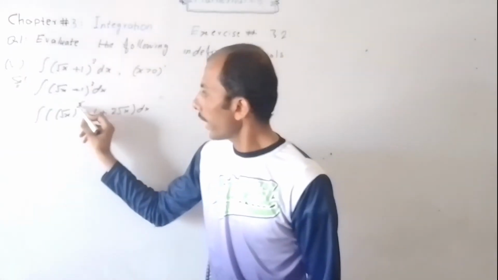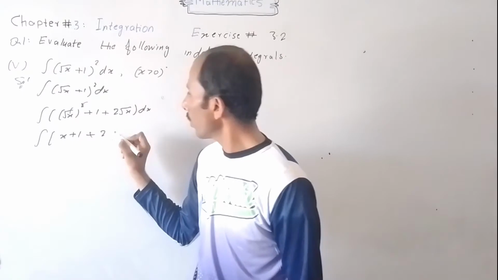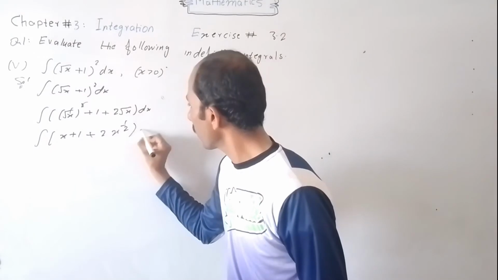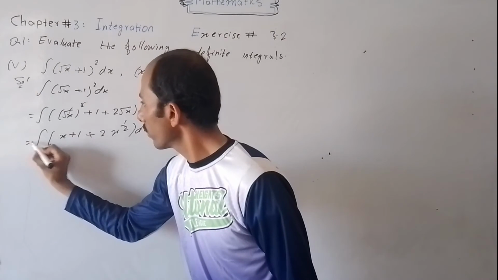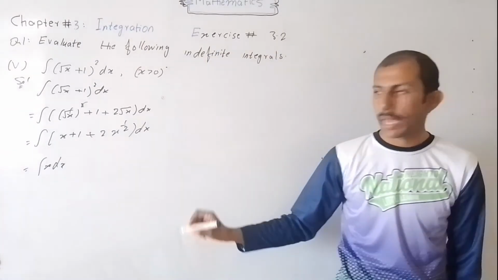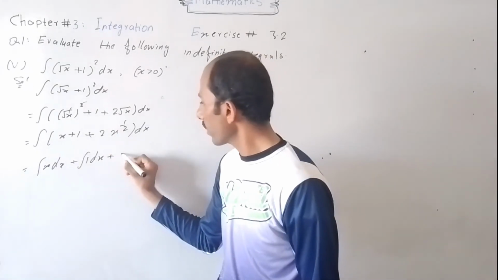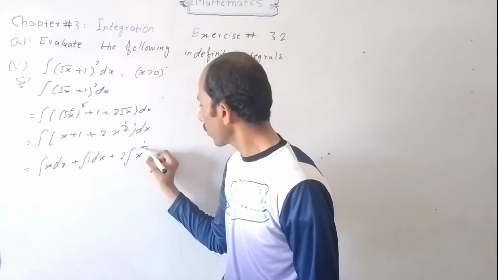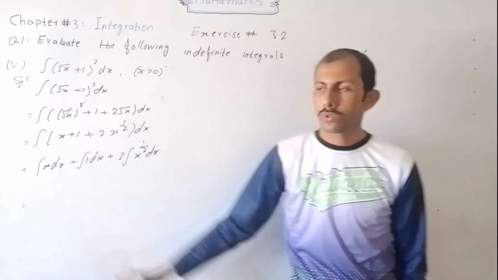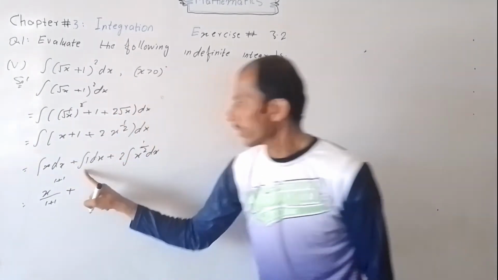Which is equal to, the square root cancels, the integral of (x plus 1 plus 2 square root of x, which can also be written in the form of x power 1 divided by 2) dx, which is equal to the integral of x dx plus the integral of 1 dx plus 2 times the integral of x power 1 divided by 2 dx. First, the integral of x: the power of x is 1, so x power 1 plus 1 divided by 1 plus 1, plus a constant.